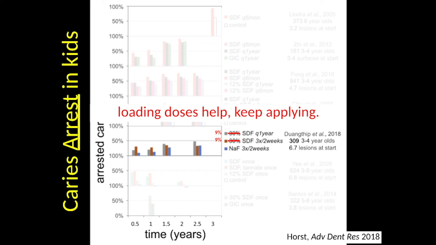So we can combine those things. We can put this on multiple times towards the beginning of therapy and then have our maintenance doses.